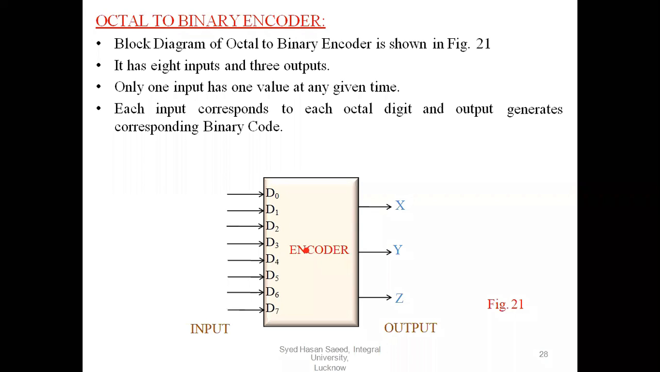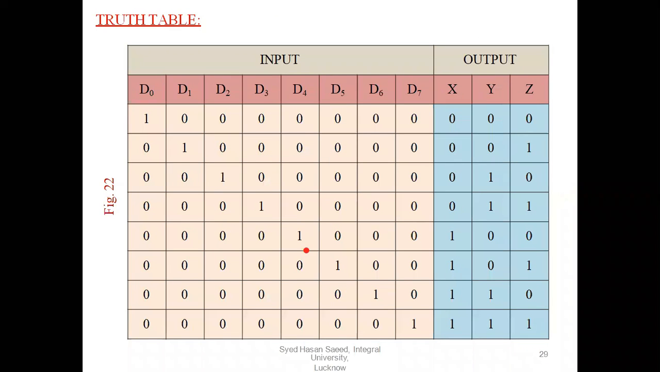At any given time, only one input has the value one, according to our binary output. See this? This is the input and this is the output. Here inputs are from D0 to D7. Outputs are X, Y, Z. So first, D0 will be placed as 1. Why? Because it enables the output 0 0 0. And next, 0 1 0 0 0.